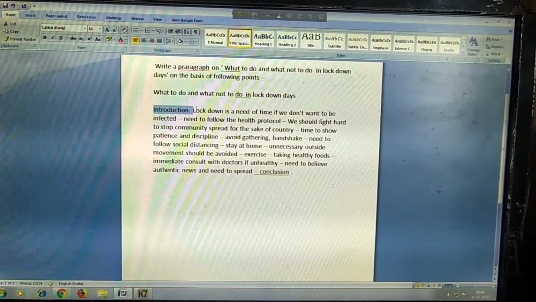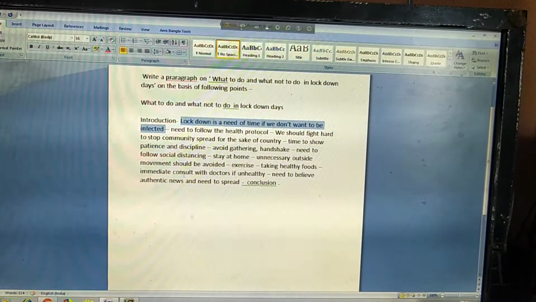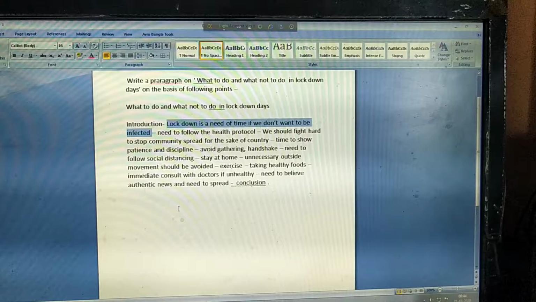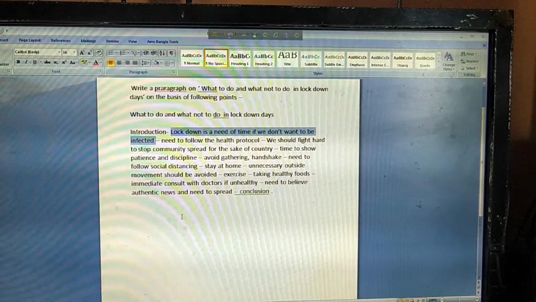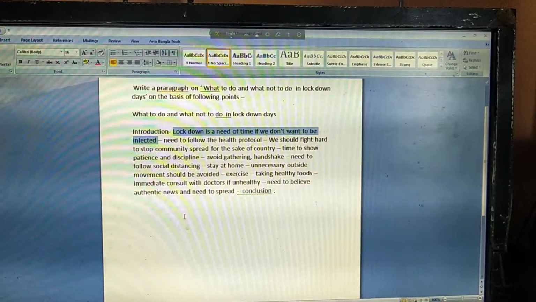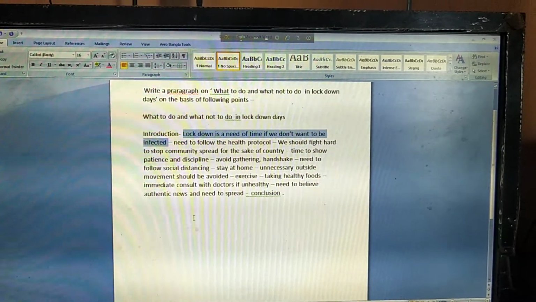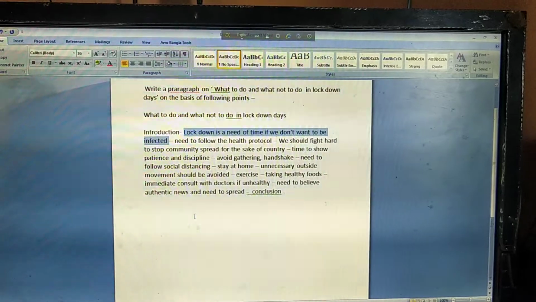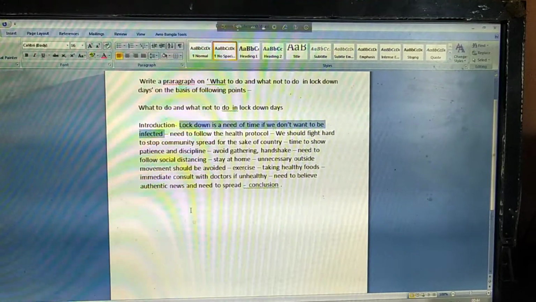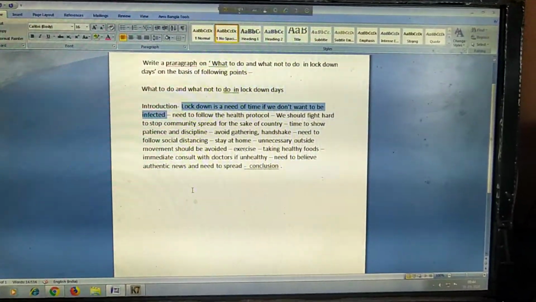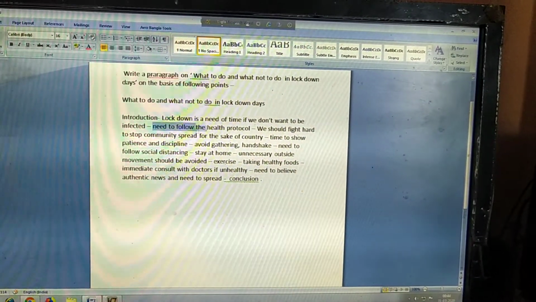Now you should write that lockdown is a need. Need means প্রয়োজন of time if we don't want to be infected. If we don't want to be the victim of coronavirus, we need to spend our time in lockdown. We should not go out. It is not a clever thing or heroic thing to go out for unnecessary reasons in lockdown days.